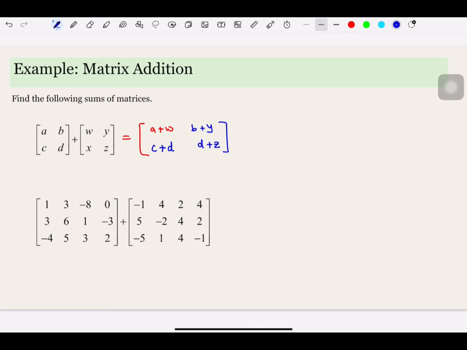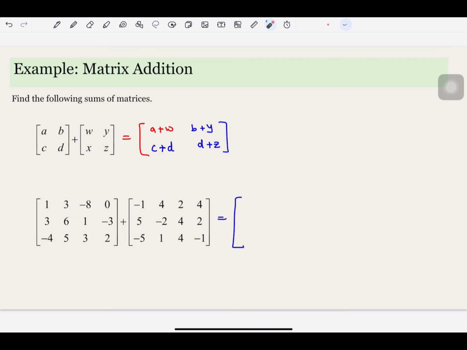Moving on to the next example. In the next example, this matrix over here has 3 rows with 1, 2, 3, 4 columns, and the other matrix is also 3 rows and 4 columns. So that means we are allowed to add these two matrices. So let's try to add this.